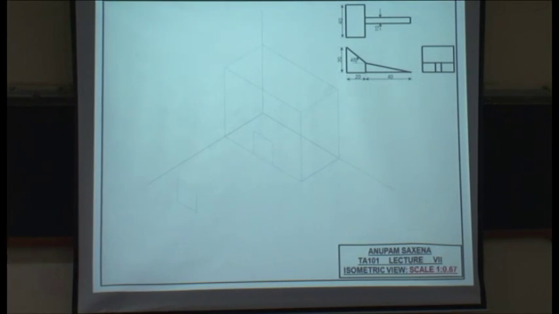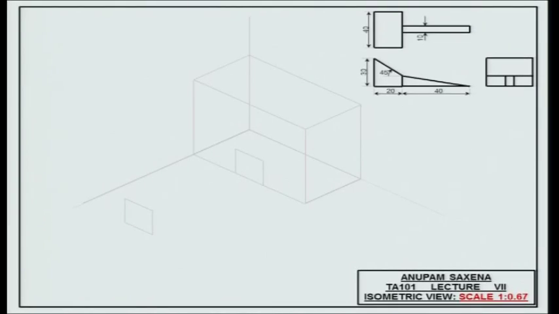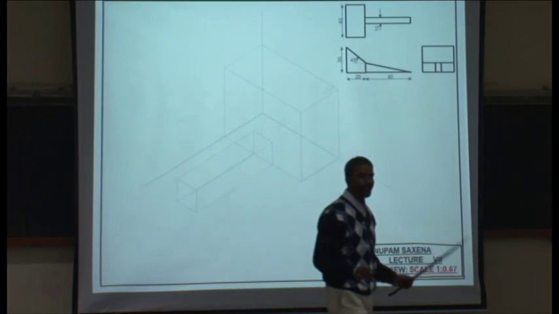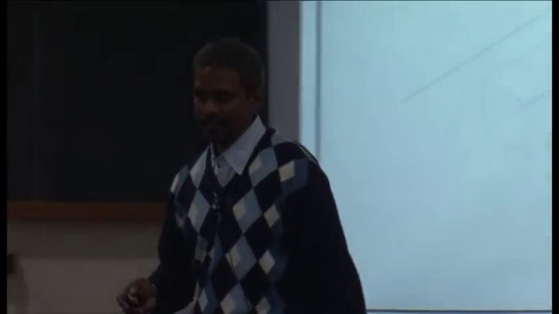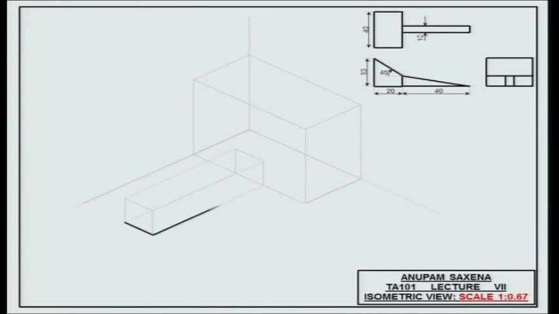Likewise, I have another square here, and I join these four vertices to get a block within which the tapered rib is going to be. Okay? Now, notice that I am only using the construction lines. I have not yet begun to draw the actual solid. There is a reason for that, and I will tell that reason to you in a little while.